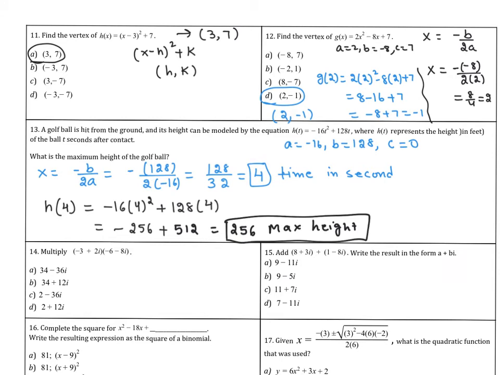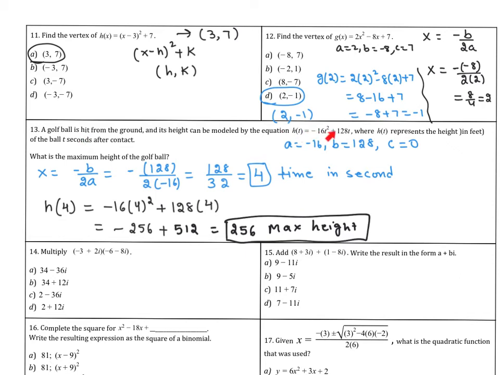For number 12, you're going to find the vertex of the equation that is given in standard form. So you have to identify a, b, and c, and then apply the formula x equals negative b over 2a. So that's going to be negative of negative 2 over 2 times 2, and x is 2. You're going to use this x and plug it in here to find the y. So that's going to be 8 minus 16 plus 7. And the y value is negative 1. So the point is going to be 2 comma negative 1. That's option D.